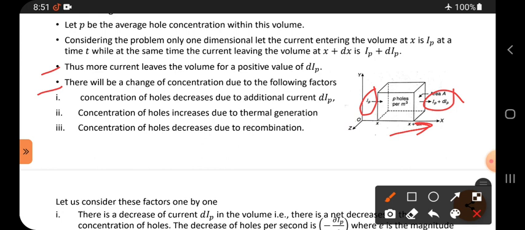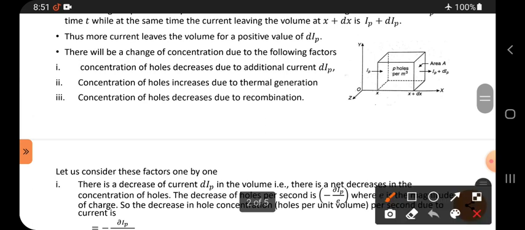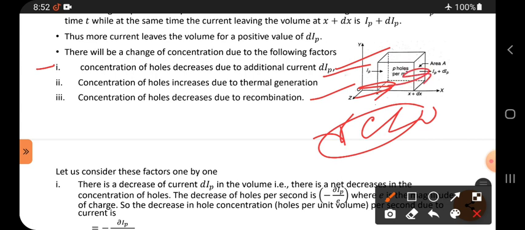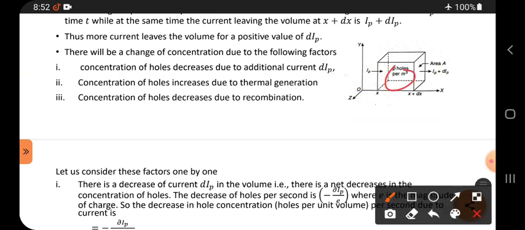There will be a change of concentration due to the following factors. So the concentration will change because of these three factors, which are very important while deriving the continuity equation. Let me explain one by one. First, the concentration of holes decreases due to the additional current dIp. When current flows through it, holes also have to move, so when holes move out, the holes inside decrease.